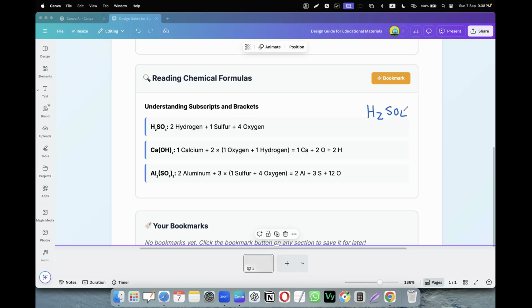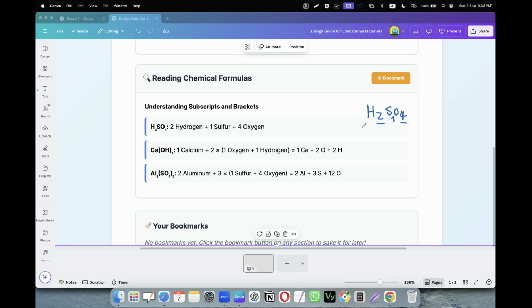H2SO4, you have how many hydrogens? I have 2 hydrogen atoms. How many sulfur? I have 1 sulfur atom. How did you know it's 1 sulfur? Because there is a 1 here, but it is hiding after the sulfur. And how many oxygens are there? 4 oxygens. It's very important to know how to count the atoms, otherwise your calculation for the molar mass will not be correct.